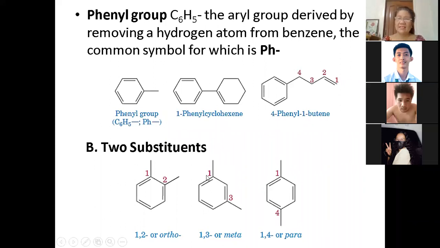Here, if there is one in between, that is 1, 3 or meta. But that is meta. So if it is opposite, that is para. That's 1, 4. As long as it is opposite. So that is for the two substituents: ortho, meta, and para. Okay?